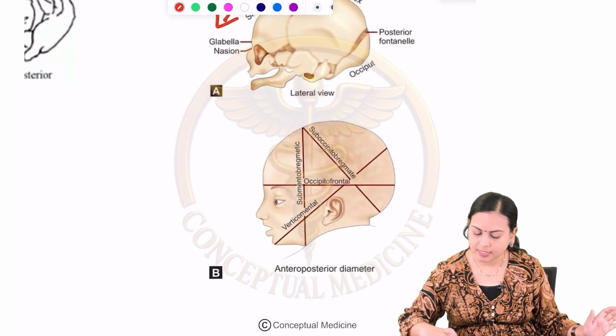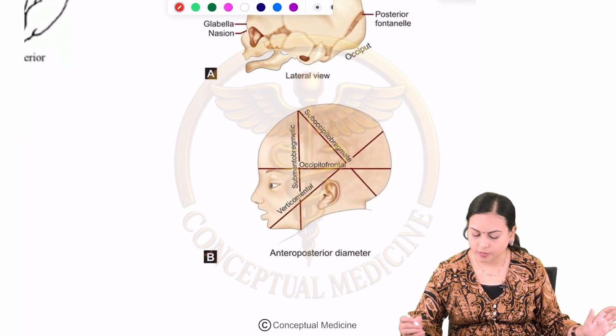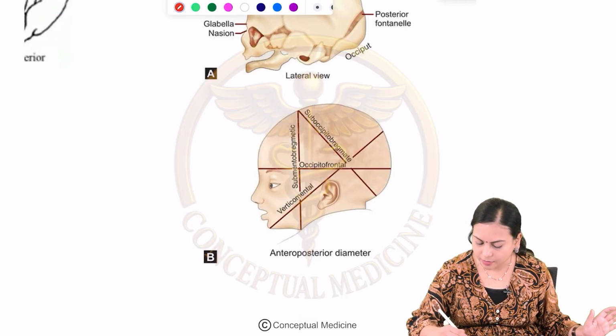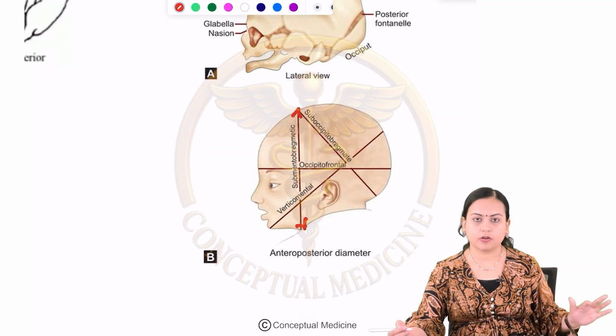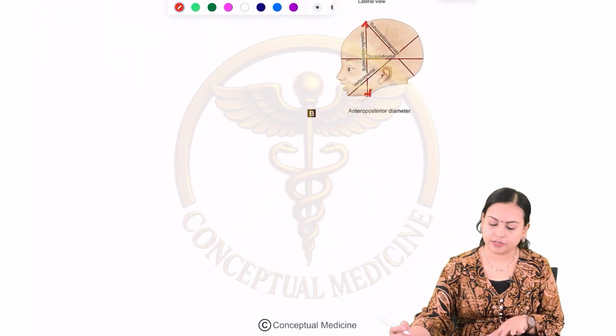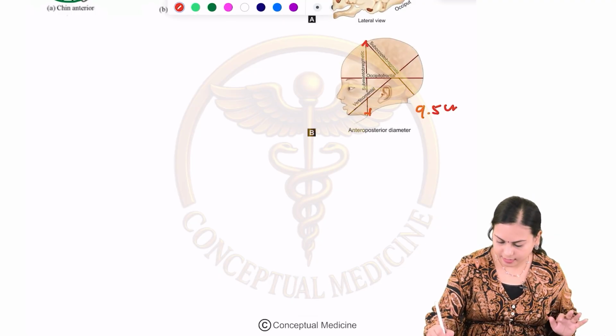So which is the presenting diameter of face presentation? It is going to be the submentobregmatic diameter, okay? So this diameter is going to be the presenting diameter of the face presentation, right? And it is going to be around 9.5 centimeter, okay?